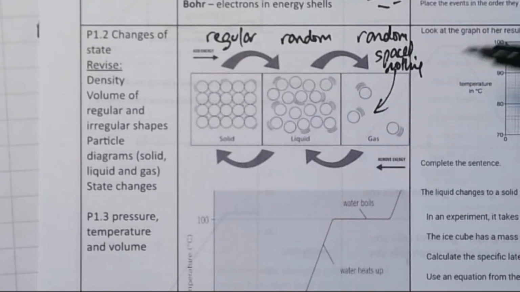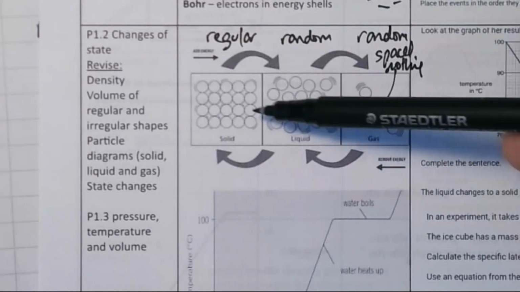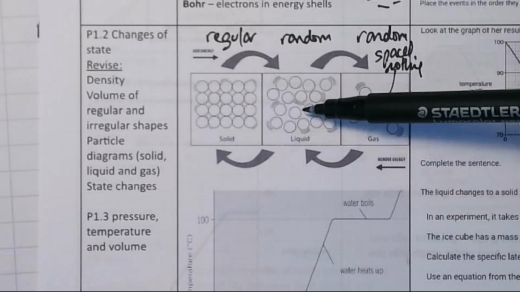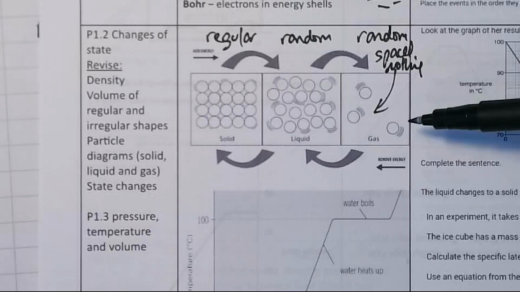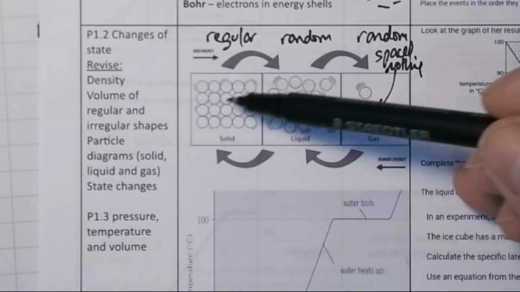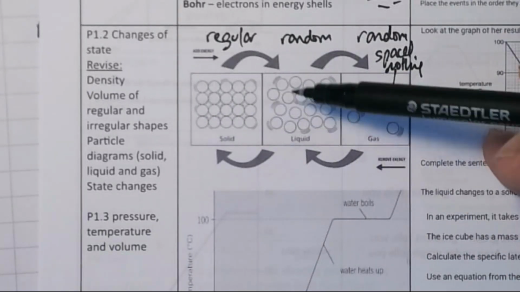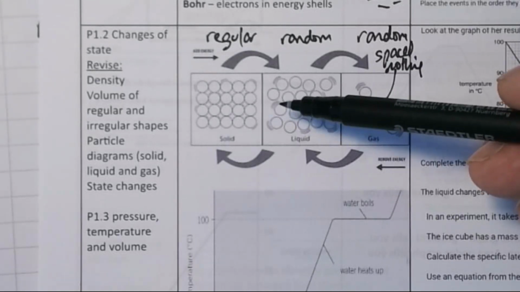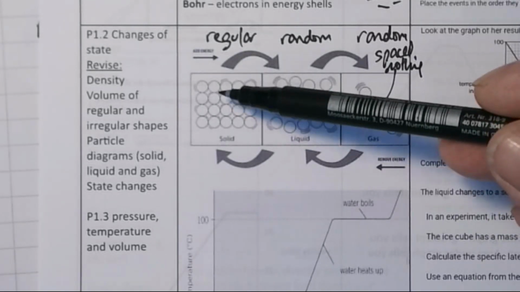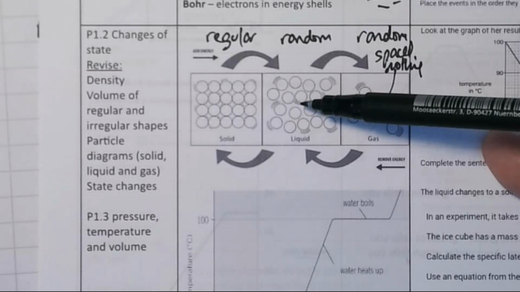Okay, the idea that we can change from a solid to a liquid to a gas, you need to know the names of those processes. From a solid to a liquid, think about a block of ice out of your freezer at home. Okay, we go from ice, which is solid water, to liquid water, to gaseous water.